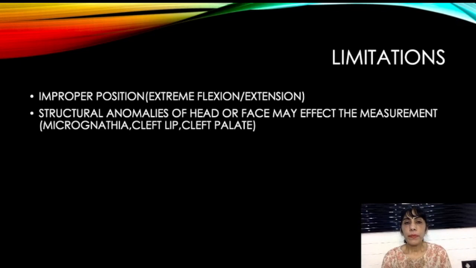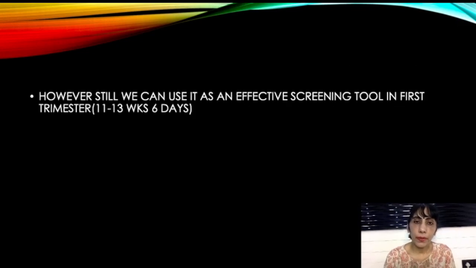Now, the limitations that you may face: just like for the NT-NB scan, the fetus should be in a proper position. If you have taken the measurements in extreme flexion or extreme extension, that may create a problem, and you may get false readings. If there is a structural anomaly of the head or face, like micrognathia, you will not be able to get a proper view of the chin, so the measurement will be poor. If there is a cleft lip or cleft palate, these abnormalities may affect your measurement of the crown chin length, and the results may come out unnecessarily falsely abnormal.